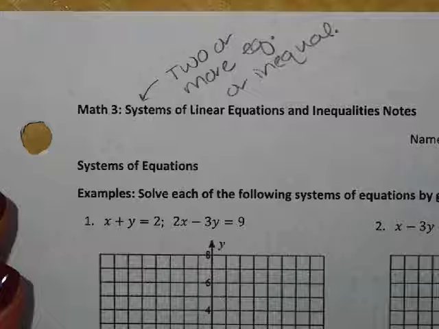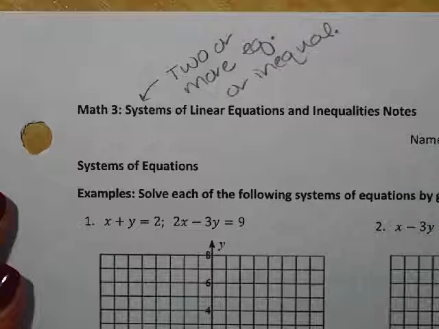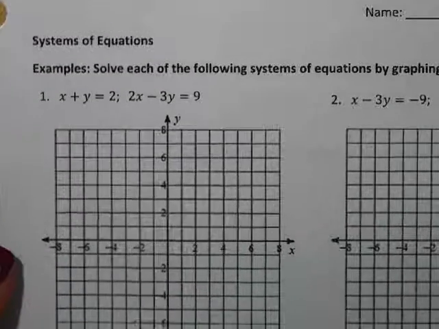And you could have an equation and another equation, or two inequalities, or you could have a mixture of the two. And it could be two, it could be three, it could be four. Typically, we stick to four or less. Today, most of them are just two.